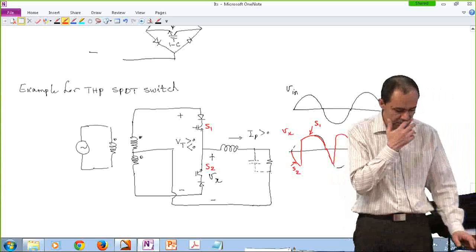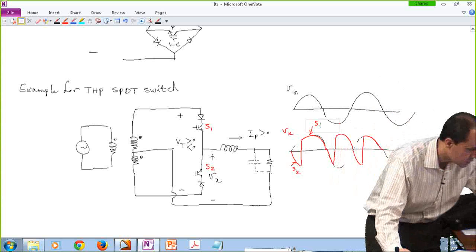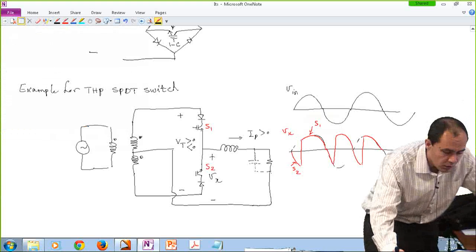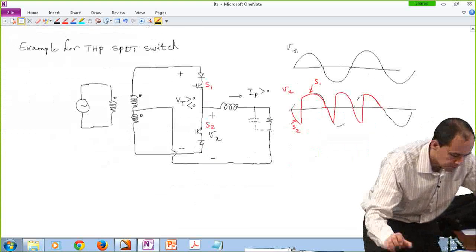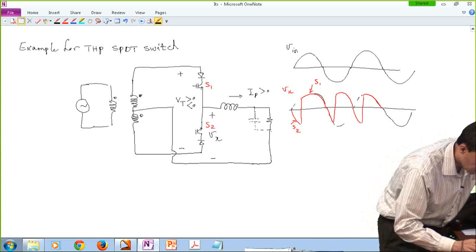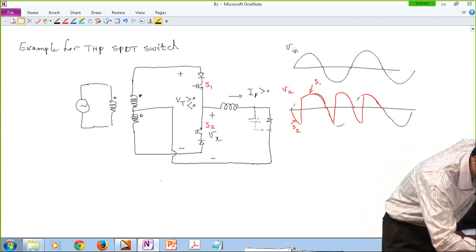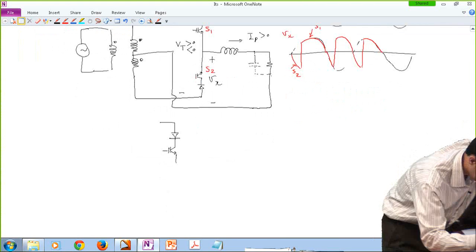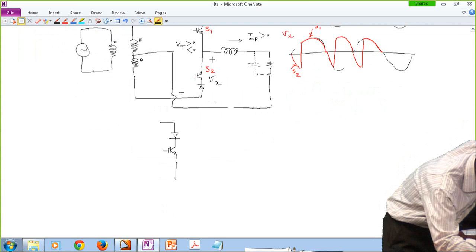Another example: instead of using a center tapped inductor, you can use two of these single pole double throw switches to build the same thing. So instead of using a center tapped transformer, you can use this circuit, kind of an H-bridge.